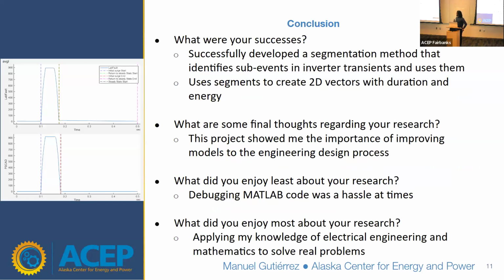What were some successes? As a success for the summer, I developed a method that identifies sub-events in inverters during transients, classifying them into an initial surge and a return to steady state period. Each of these events were organized into a two-dimensional vector, one vector for each model for each event. Metrics inside of the vector were the duration of the event and the energy of the event. The energy of the event is calculated by finding the integral across the duration of it.